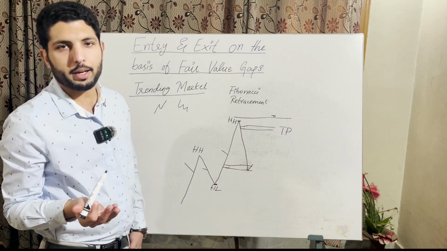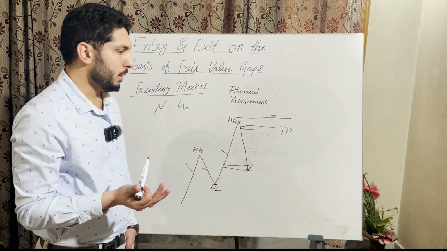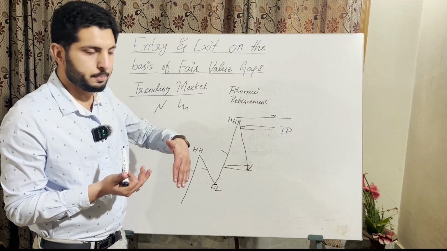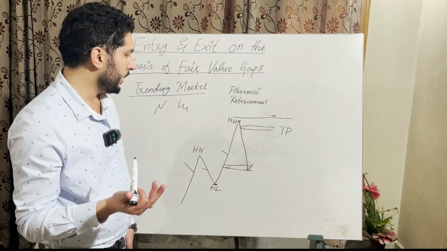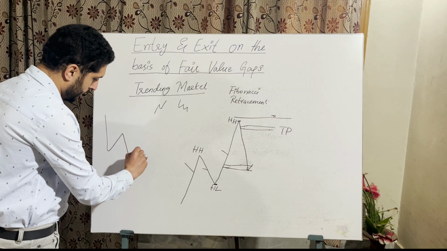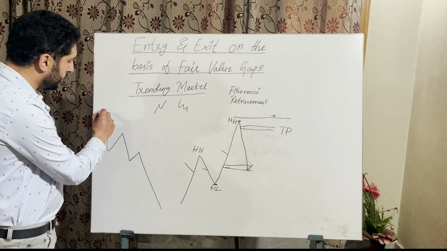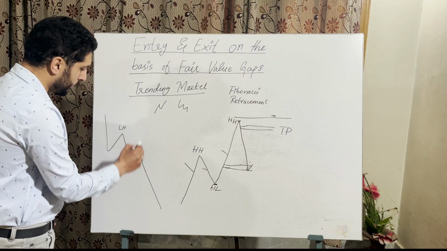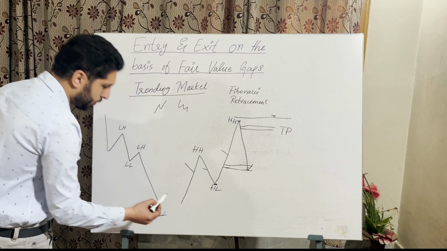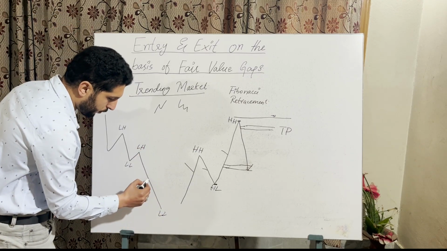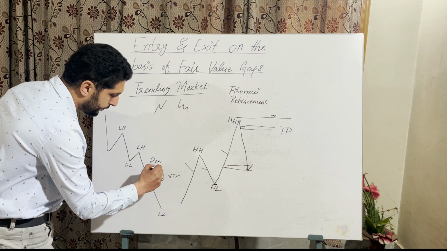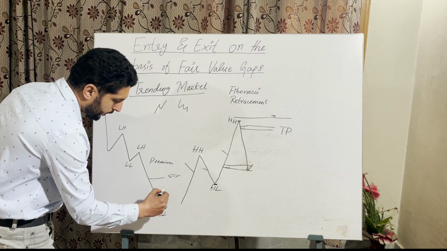Similarly, we would trade the market in the downtrend, but that would be totally upside down. The market is trading to the downside, and we would only take entries in the premium area. Let me draw it. The market is creating lower highs, lower lows, lower highs, and lower lows. Now, again, it is the 50% area. This is the premium area. It is the discount.